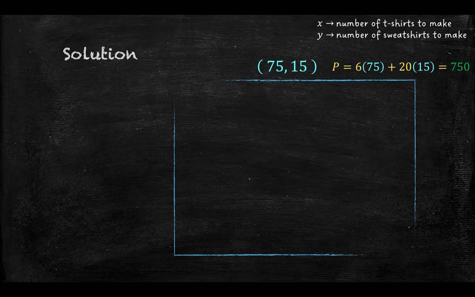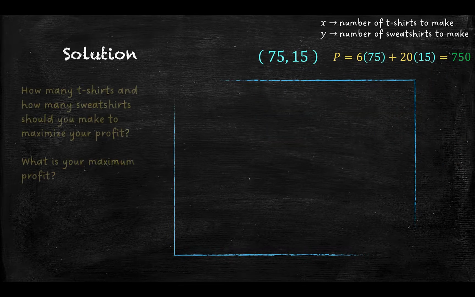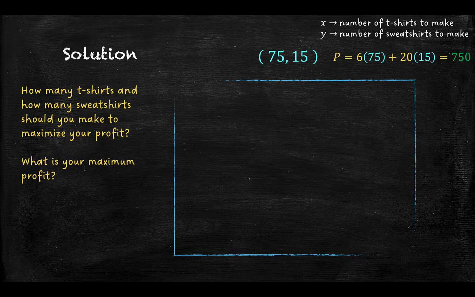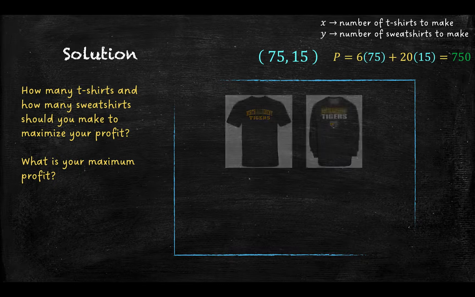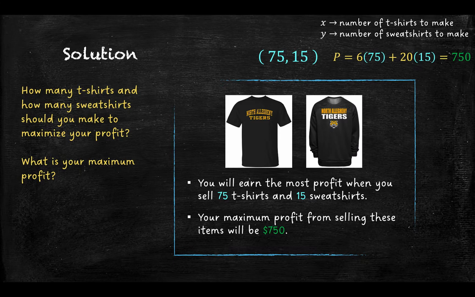As always, we state the solution in terms of the problem given. So the question was, how many t-shirts and how many sweatshirts should you make? And then what is your maximum profit? Well, the first question, we will earn the most profit when we sell 75 t-shirts and 15 sweatshirts. And the maximum profit from selling these items will be $750.